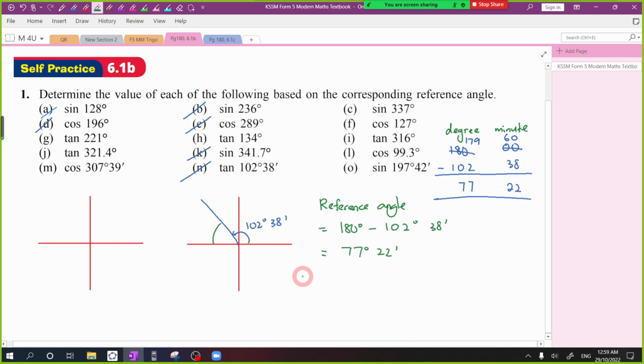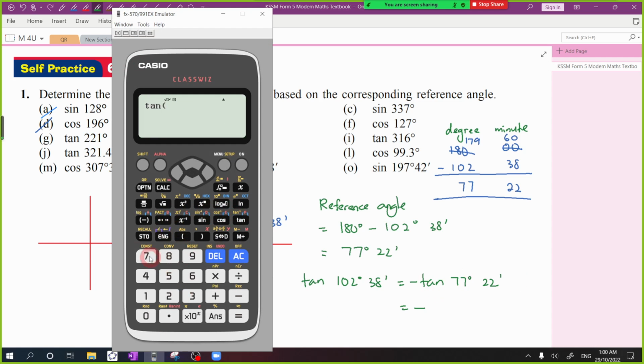Now we are talking about tangent. Tangent 102 degree 38 minutes is equal to tangent 77 degree 22 minutes. And next we need to think, should we add a negative sign over here? So we have to refer to ASTC. In this quadrant, sine is positive, the rest will be negative. So we are talking about tangent now, so we know that we need to add a negative sign. Copy the negative sign and press the calculator.